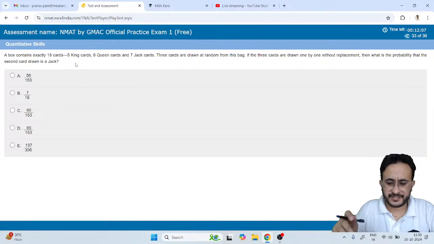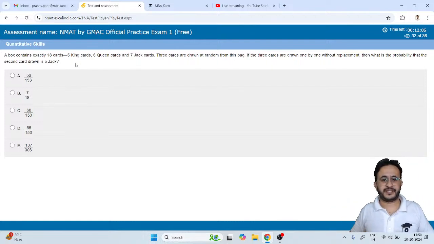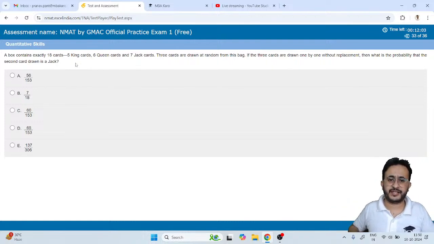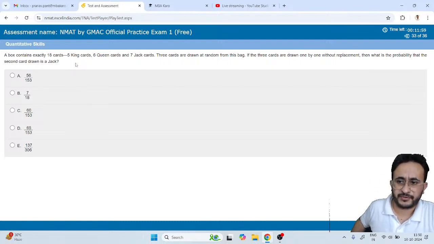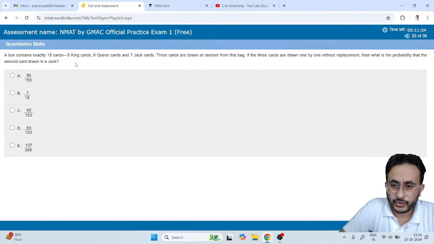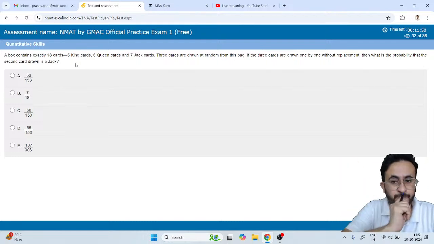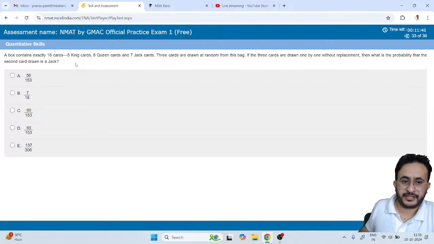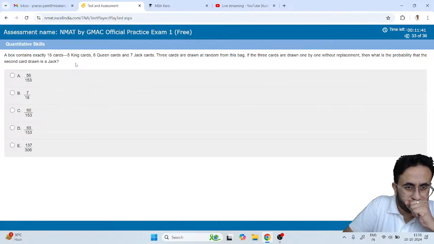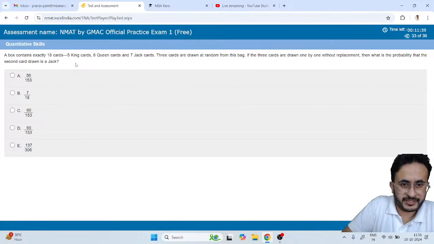A box contains 18 cards: 5 kings, 6 queens and 7 jacks. 3 cards are drawn at random, one by one without replacement. What is the probability that the second card drawn is a jack? Okay, so one by one without replacement. With replacement means you put it back. So we need to find that the second card is a jack. Now there are two possibilities: first is jack, or first is non-jack.